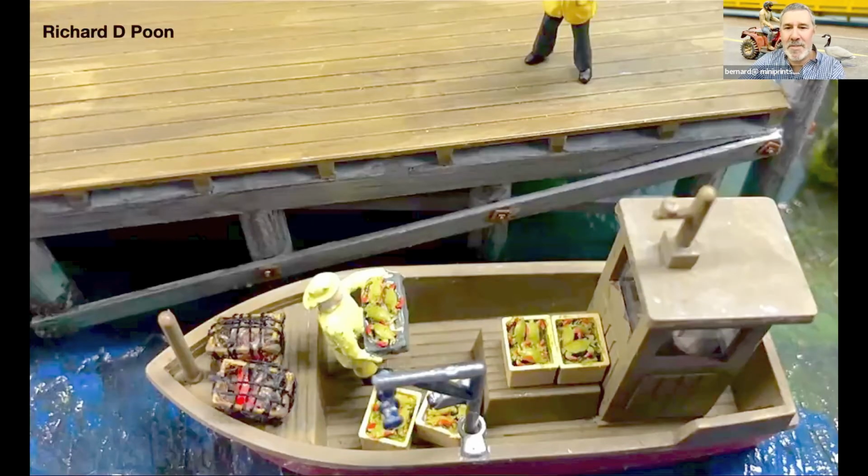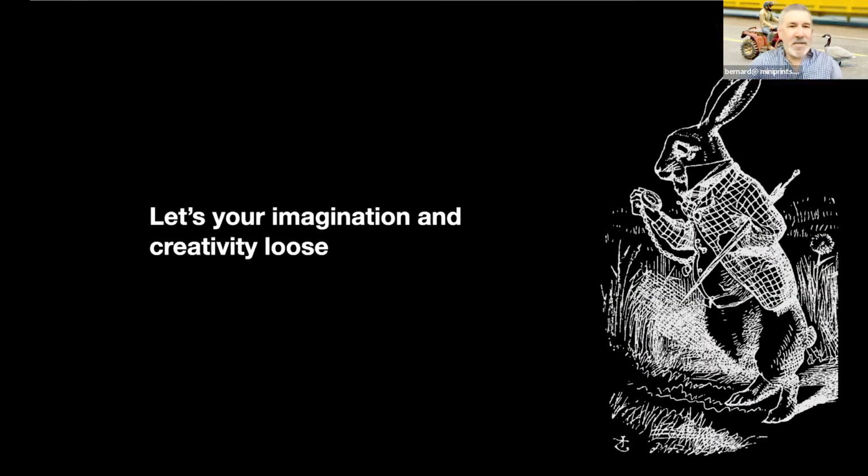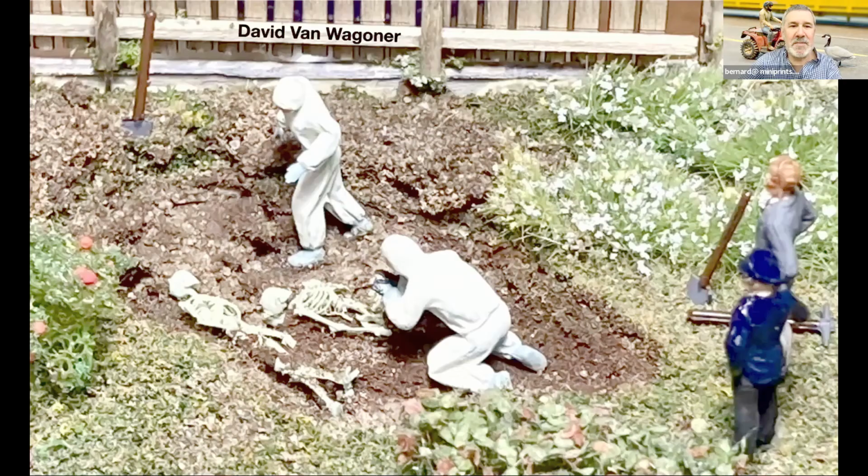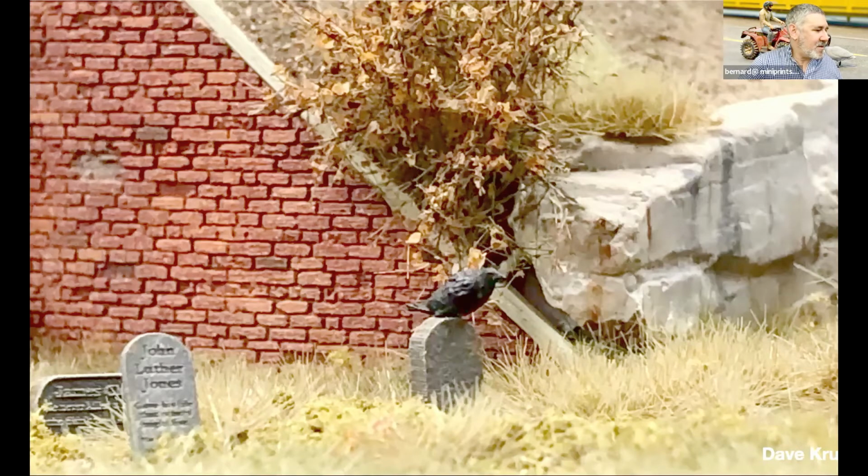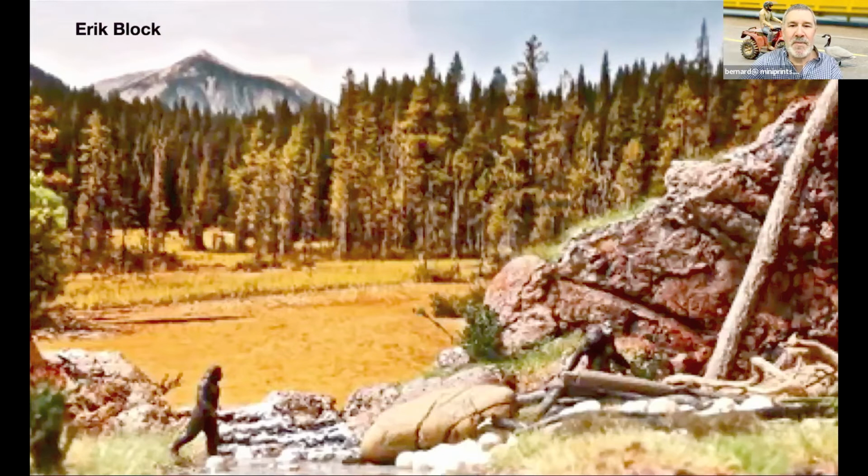A lobster or a crab fisherman, with the actual little crabs in the boxes. This is HO scale. Can you imagine how small that is? These are the things that let your imagination and creativity run loose. It's just fun. It's just fun to model things like this. The MiniPrints, CSI, and skeletons. Birds in the graveyard. Love this beautiful scene of the Bigfoot.